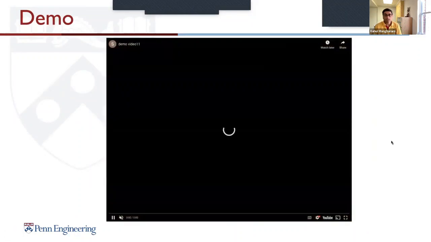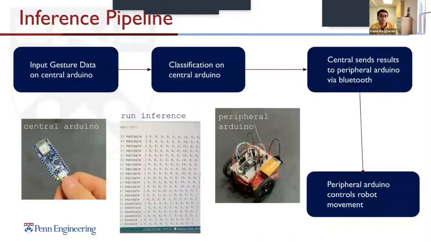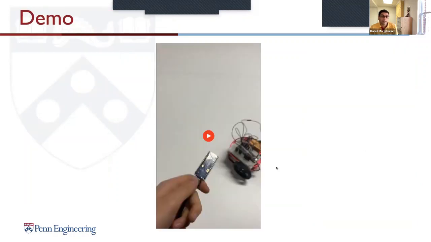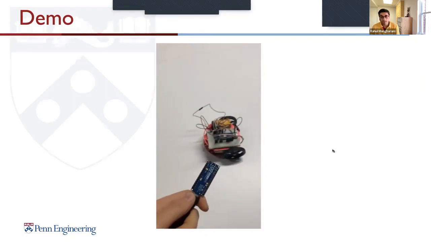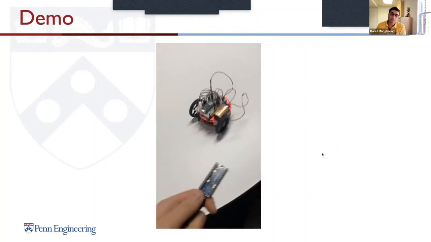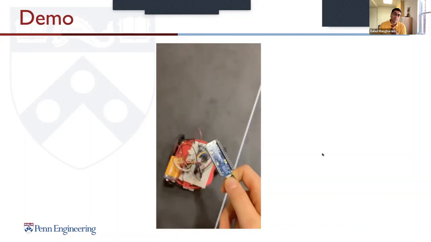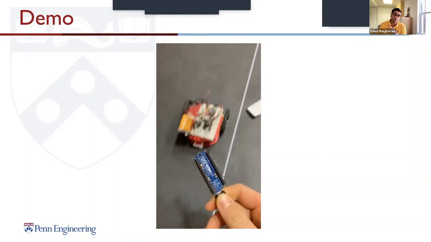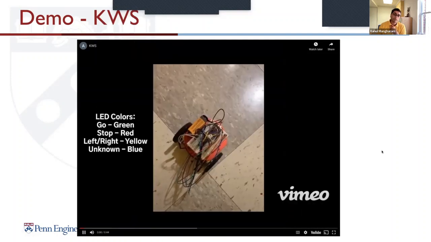Then there were more interesting ones where they had gesture-controlled and voice-controlled movements of this robot, and they could make it move around, take a left turn or a right turn. And so these are all the small building blocks of building these applications. And this is with the voice control.